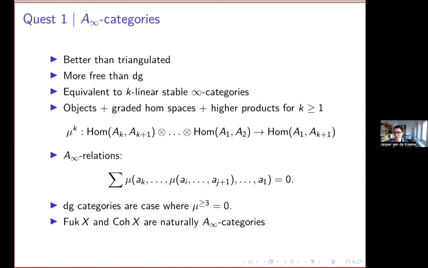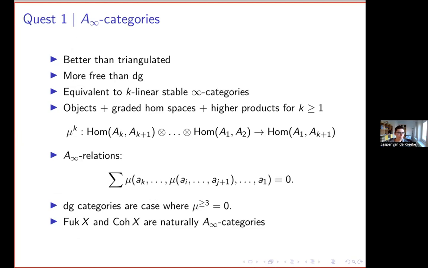They are a bit more liberal than the dg categories. And in their idea, they are equivalent to K-linear stable infinity categories. So yeah, everyone who does this kind of theory is free to choose from two kinds of languages to approach the same kind of things.